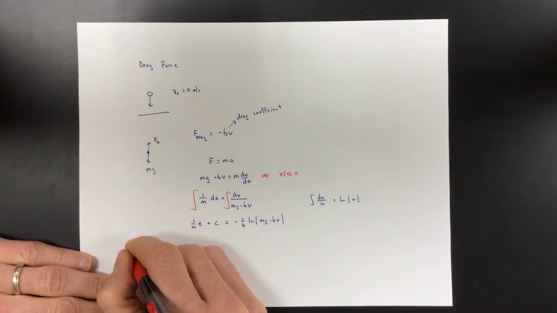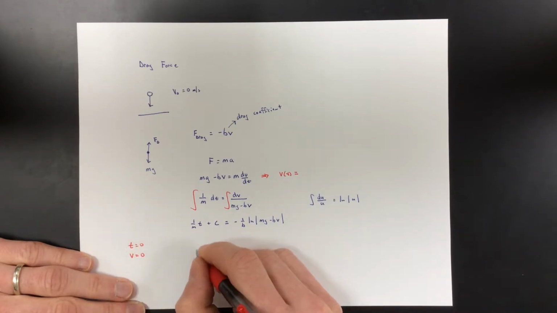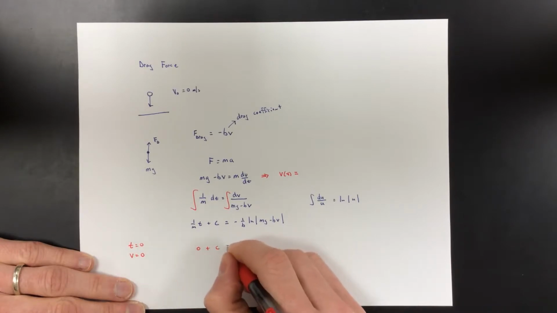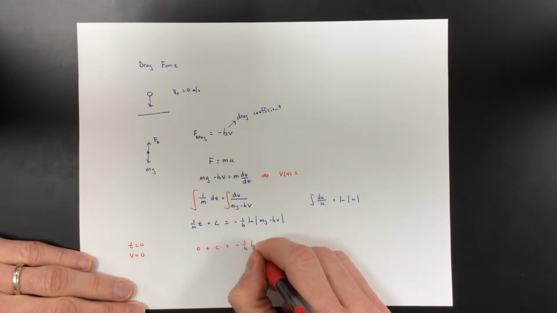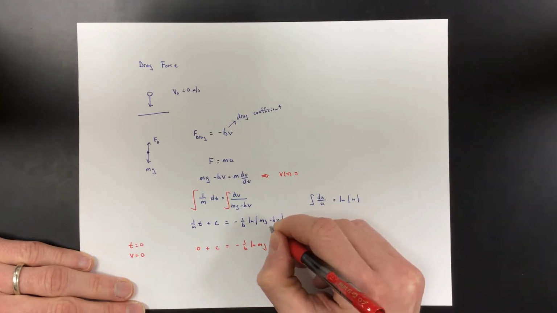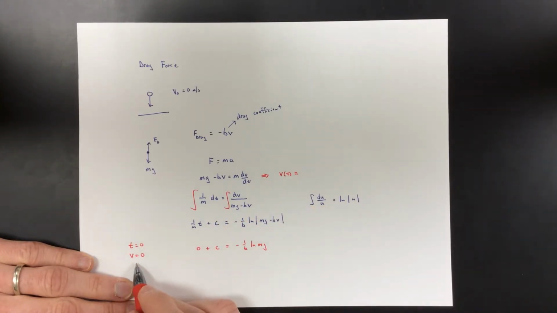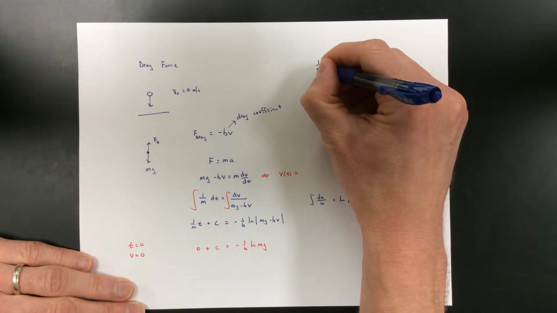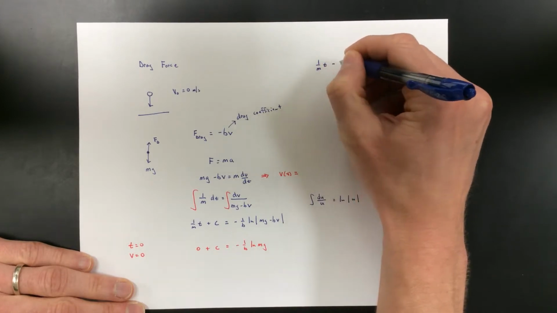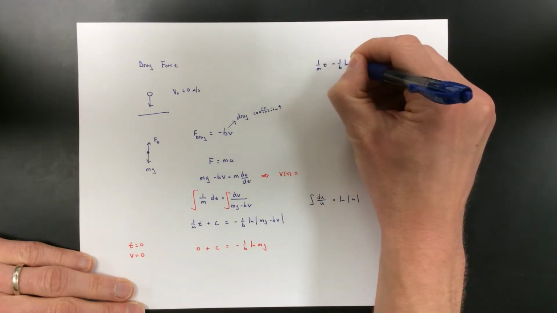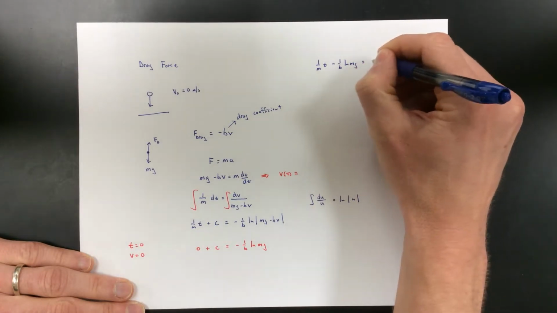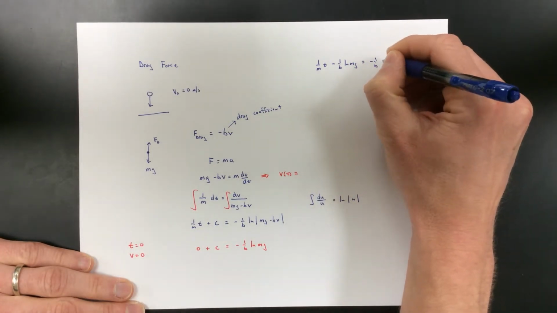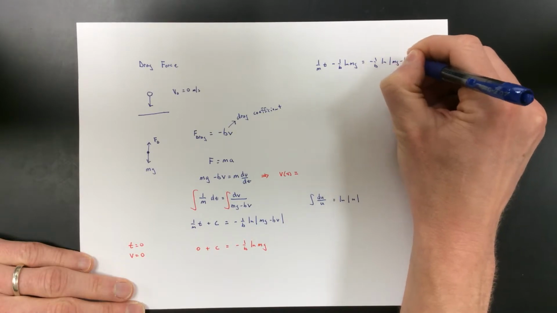Now let's use the initial value that we know that at t equals 0, v equals 0. When we plug those in, we get 0 plus c equals negative 1 over b natural log of mg, right? That goes away and that goes away when we use those values, and it gives us the ability to solve for c. So now we know c. So I'm going to come up here now: 1 over m t plus c, so minus 1 over b natural log of mg, equals negative 1 over b natural log of mg minus bv.